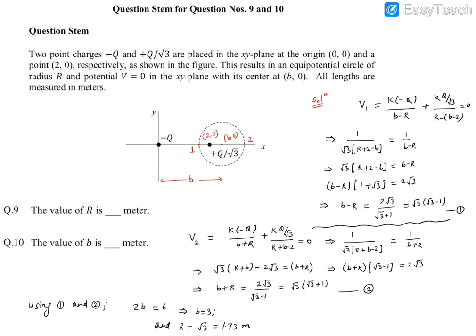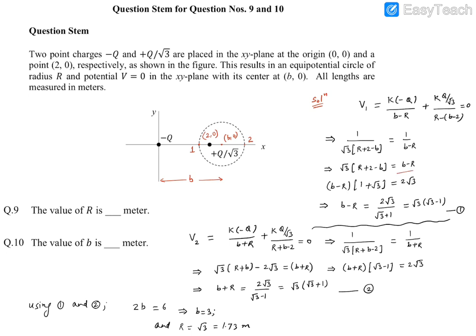Now if it is 0, you can say this k and q will disappear, and it will simplify as 1 by root 3. I'm writing this term first, and it's going to be like r plus 2 minus b is equal to 1 upon b minus r, because this minus will take this other side. You can check the calculation. Basically this is root 3 times, we can make them upside down. So root 3 times (r plus 2 minus b) is equal to b minus r.